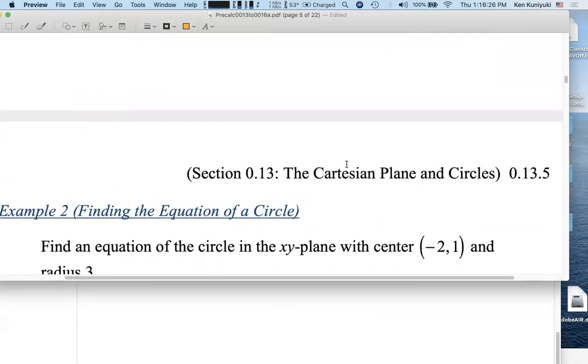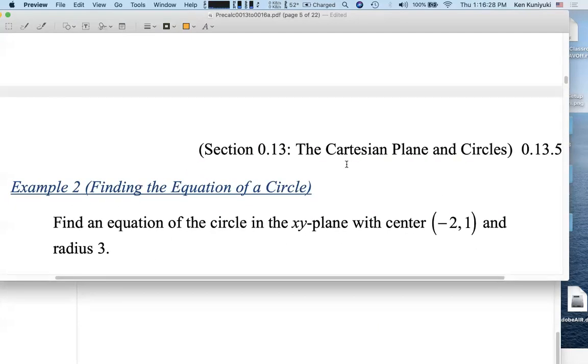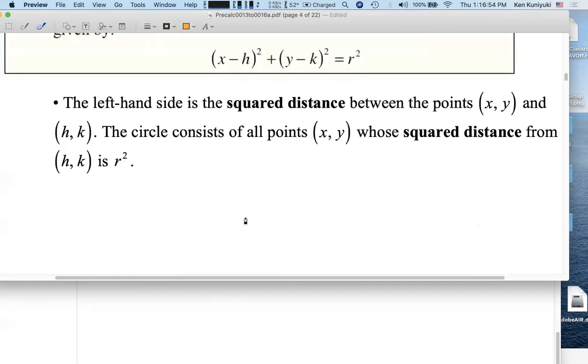Example, find an equation of the circle, the standard form for an equation of the circle in the xy plane with center at -2 comma 1. So this here is going to be h comma k, and radius 3. That's going to be our value for r. Let's assume that distances are measured in meters, but that won't come up in our equation. Well, let's apply this formula.